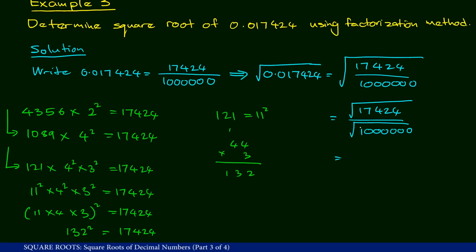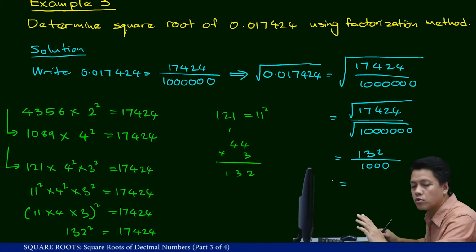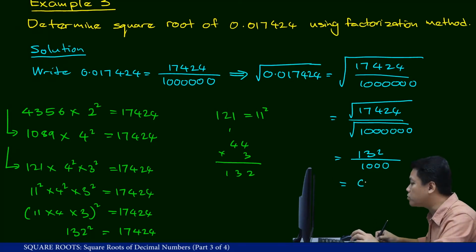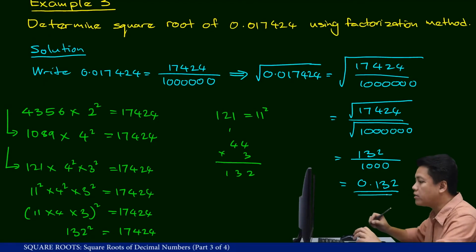Which means that this is equal to 132 over 1000. So the answer to this example, which is the square root of 0.017424, is equal to 0.132. So this is the answer.